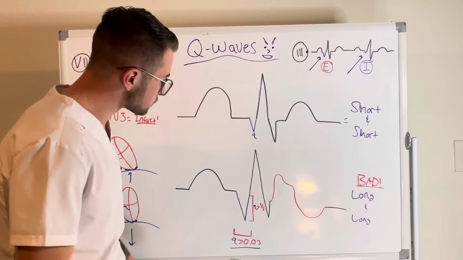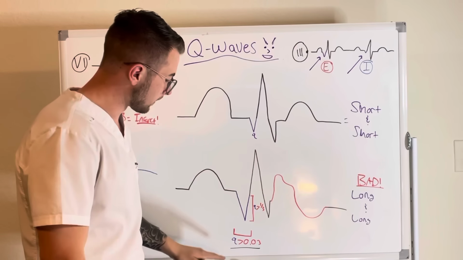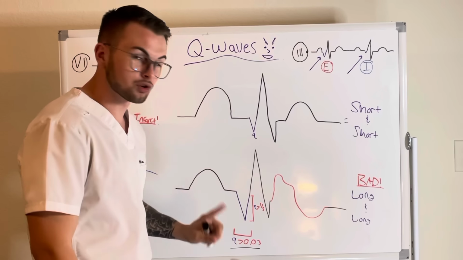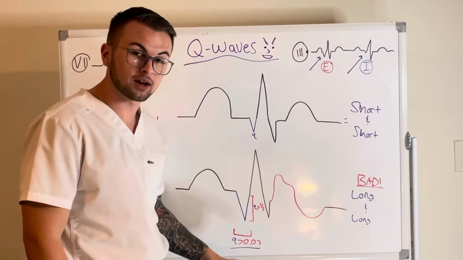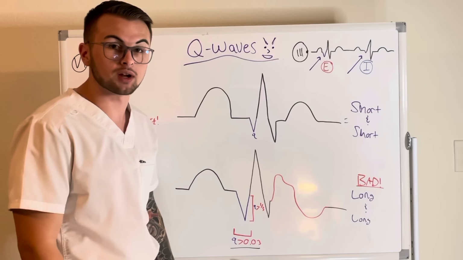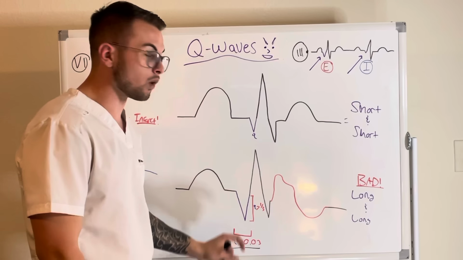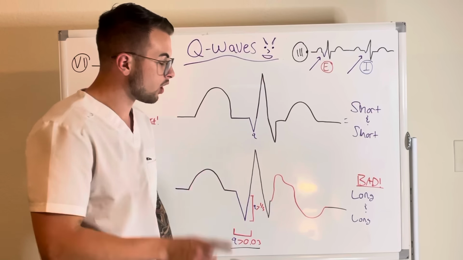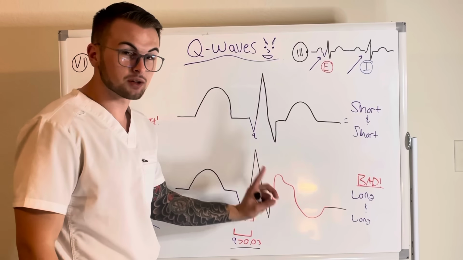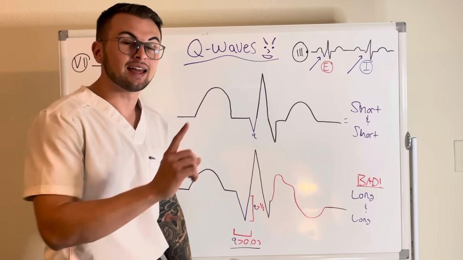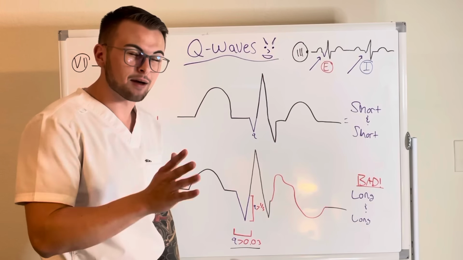Lastly, please remember, if you commit anything to memory, that a pathological Q wave, meaning a Q wave that is greater than 0.03 seconds in duration, or that is greater than 1/3 the height of the R wave, along with ST elevation and/or T wave inversion, indicates that there's been an MI.